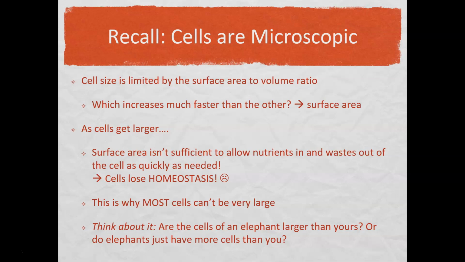This is why when you think about things that are bigger than us or smaller than us, right, it's really about the number of cells you have, not about the size of the cells themselves. So that elephant doesn't have any bigger cells than you, it just has more because it's bigger than you are.